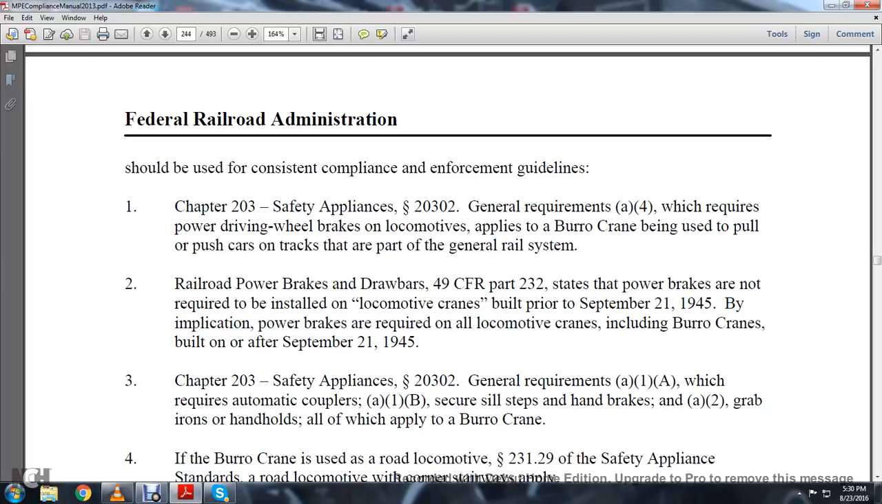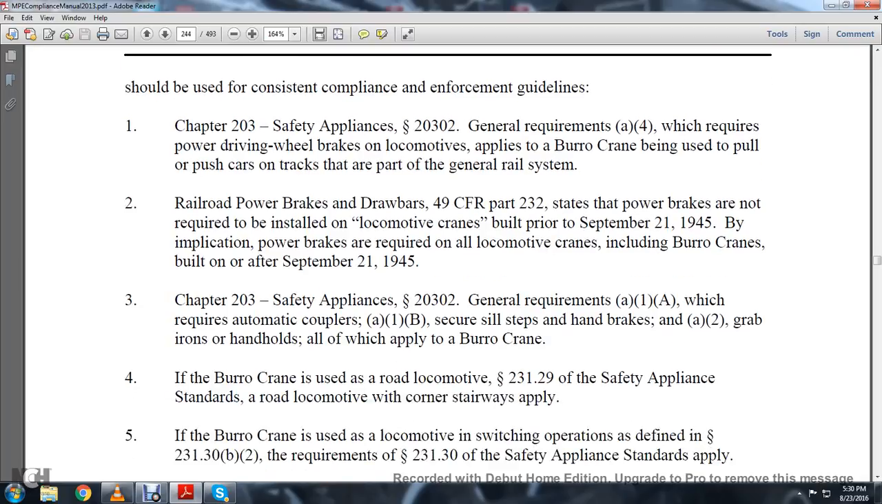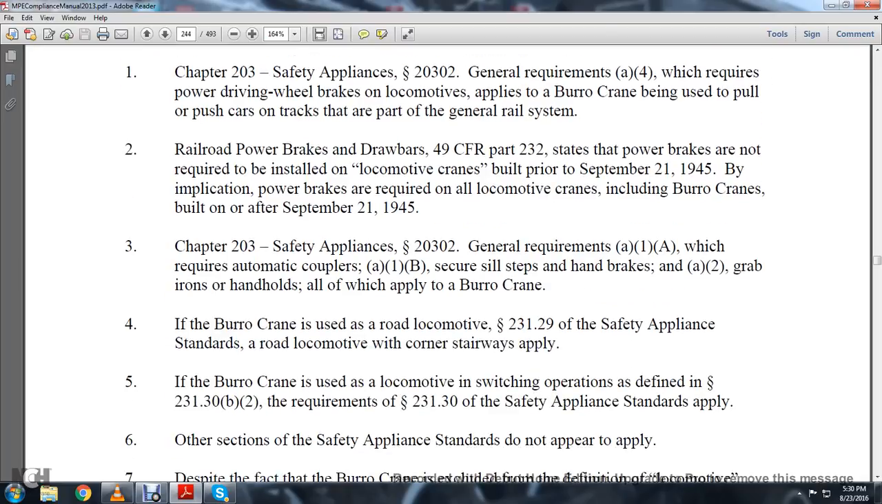Railroad power brake drawbars, see Title 49 CFR Part 232, states that power brakes are not required to be installed in locomotive cranes built prior to September 21st, 1945. By implication, power brakes are required for all locomotive cranes, including the Burro cranes, built after September 21st, 1945.